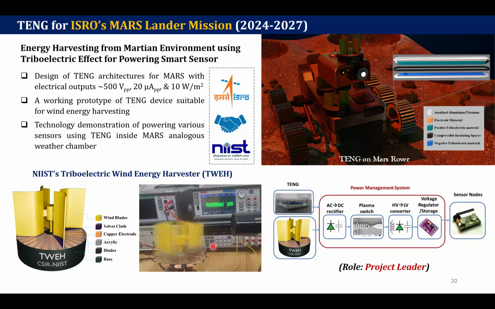So in order to compensate in the space missions, you need a secondary power source. And the advantage with Mars is that it is abundant with triboelectrically charged particles. So why can't we use these triboelectrically charged particles for harvesting wind energy from Mars, and that can be utilized for powering various kinds of sensor nodes deployed as part of the mission. So that thought has led to this particular collaboration with ISRO. So we will be powering various kinds of sensor nodes developed by ISRO by using our own nanogenerator system with a power management circuit.